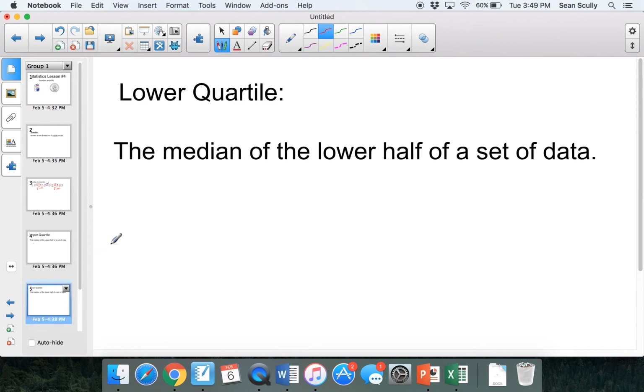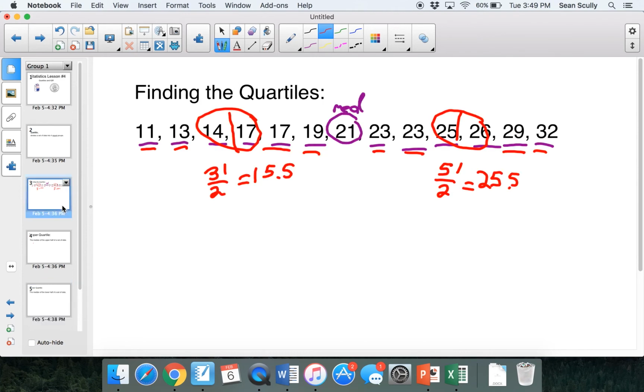Our definition for the lower quartile is going to be very similar. It's the median of the lower half of a set of data. So if we look at our data that we just found, this was the median of the lower half. That's going to be the lower quartile. We also call it the LQ. It's also known as quartile 1. The median is also known as quartile 2. Over here the 25.5, that's the median of the upper half. That's going to be the upper quartile, also known as quartile 3.